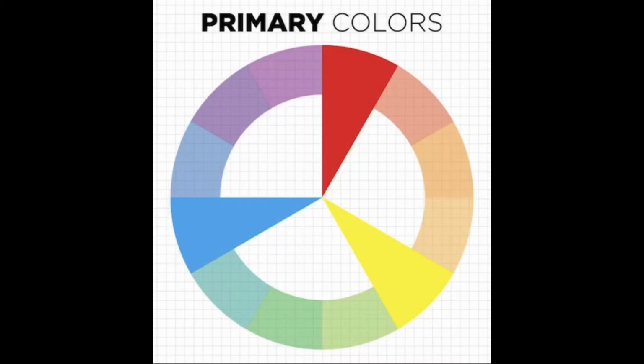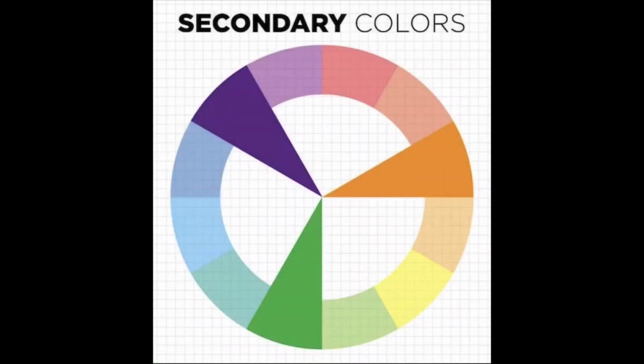Now let's look at secondary colors. These secondary color hues are created by mixing equal parts of 2 primary colors. So when you mix red and blue, you have violet. When you mix red and yellow, you have orange. When you mix blue and yellow, you have green.